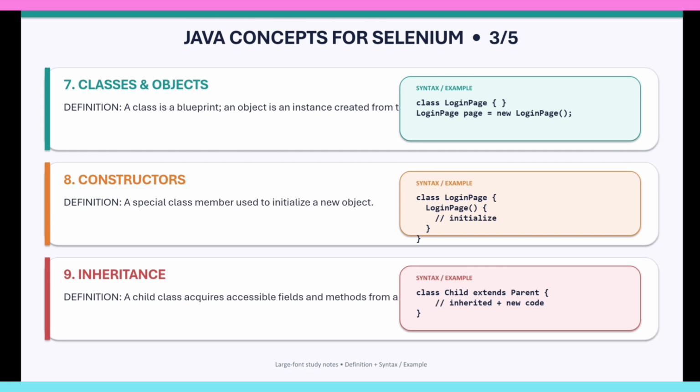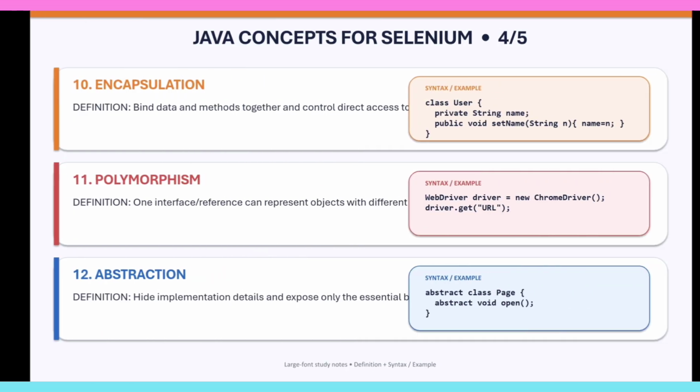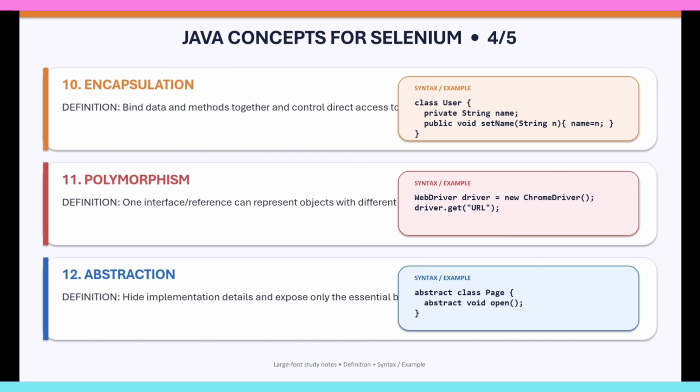Moving ahead, we have encapsulation. Encapsulation means keeping data and related methods together while controlling direct access to the internal data. For example, in page object model, we can keep locators private and expose methods like clickLogin or enterUsername. Next is polymorphism, which means many forms. One common Selenium example is WebDriver driver = new ChromeDriver(). WebDriver is the reference type, while ChromeDriver is the actual object. This gives our framework flexibility.